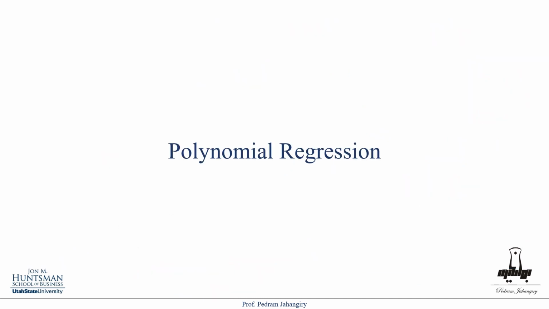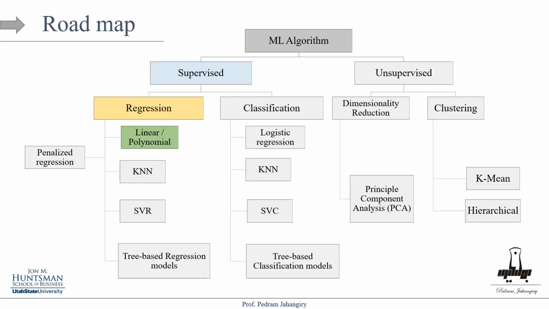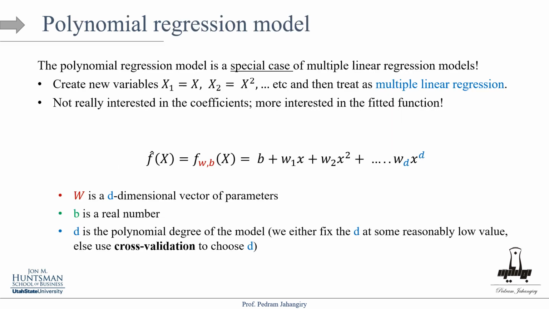Part 2, polynomial regression. Now, polynomial models are basically supervised machine learning algorithms and are an extension to our linear regression model. So we put them in the same category, linear/polynomial regression models. Now let's see what the polynomial regression model is. The polynomial regression model is a special case of the multiple linear regression model. Let's see how we can construct that.